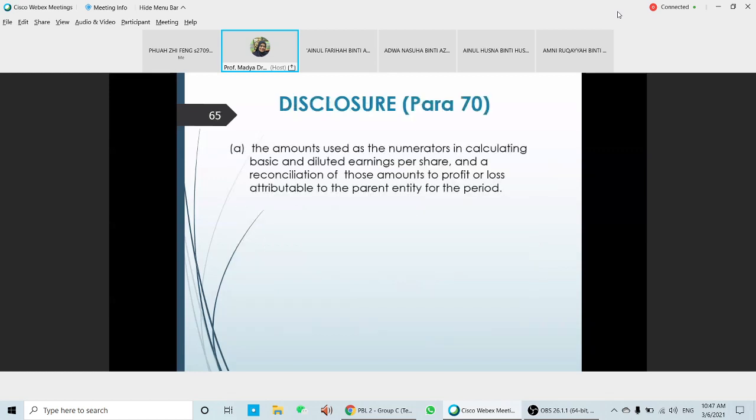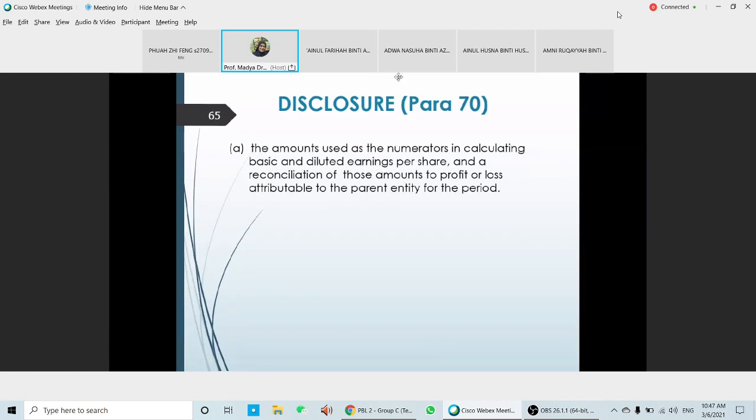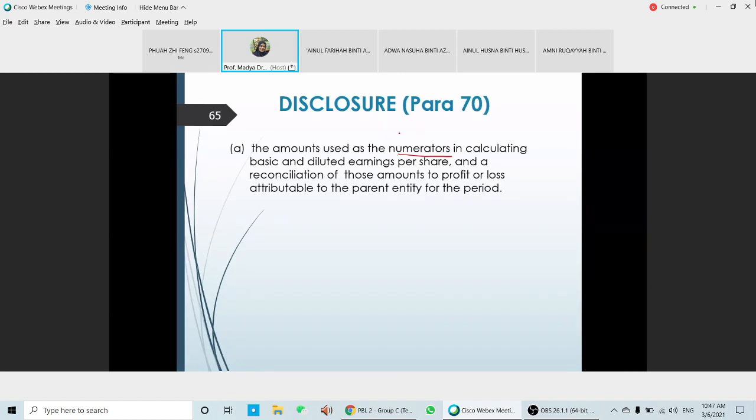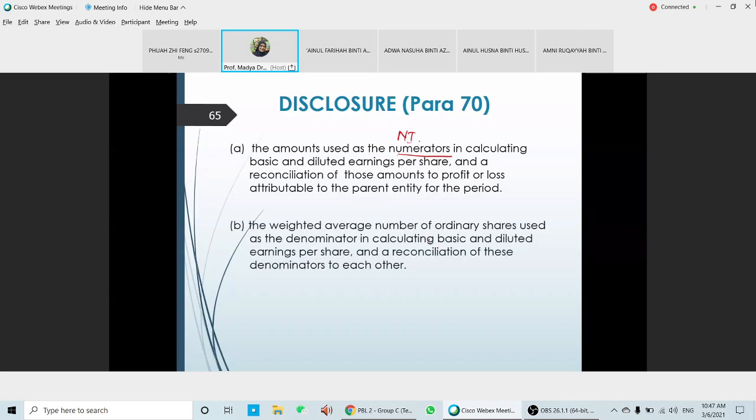Okay, and then the other thing is the amount used disclosure. What you need to disclose here is the amount used as a numerator. Numerator here is your net income, which amount that you use. And then the other one is the amount of the denominator. So you need to disclose the amount of net income, and then the second one is the amount of weighted average number of ordinary shares. So two things that you need to disclose.